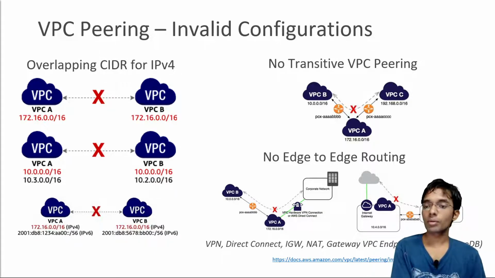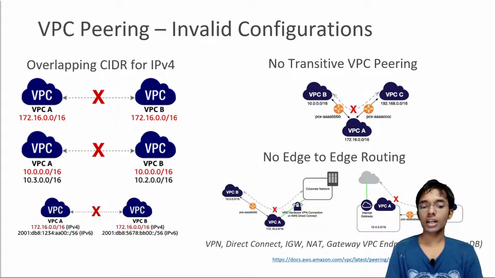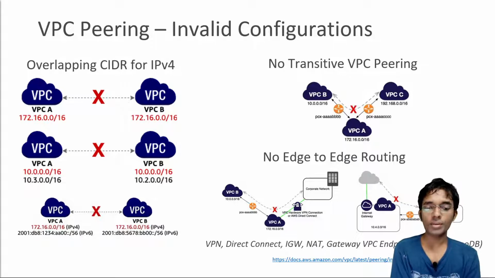So in this example, 10.3.0.0 and 10.2.0.0 don't overlap, but because there is another CIDR in VPC B that overlaps, then we cannot introduce VPC peering. And this is also the case for the other CIDR in VPC B that doesn't overlap, so we cannot introduce VPC peering.